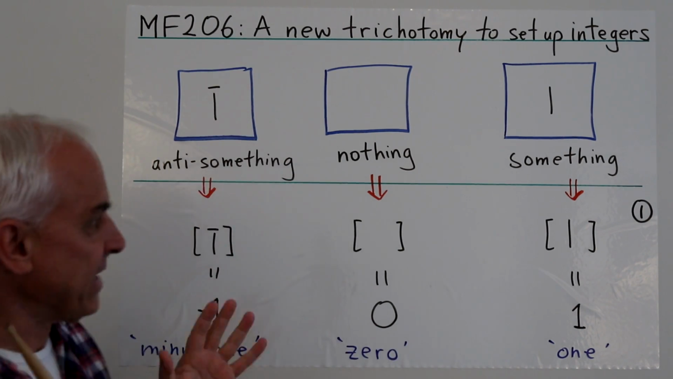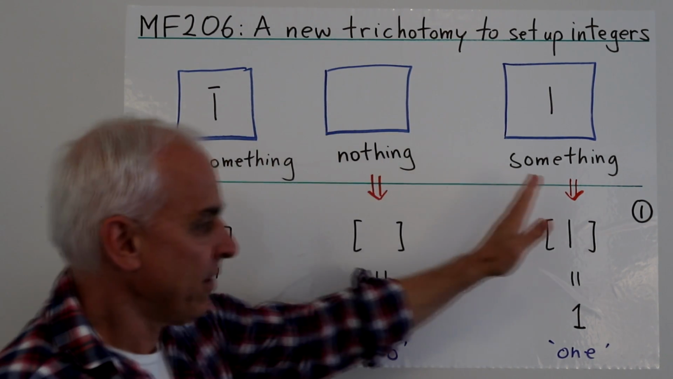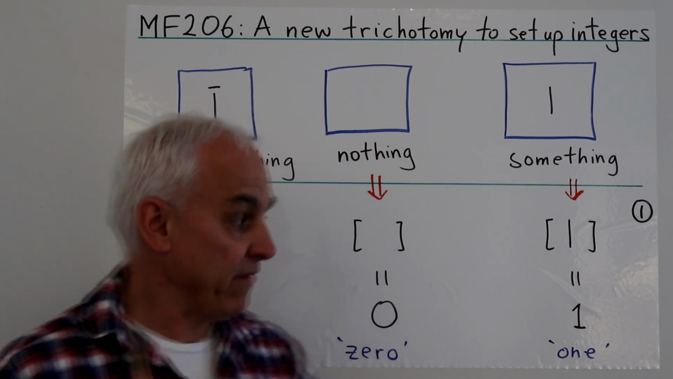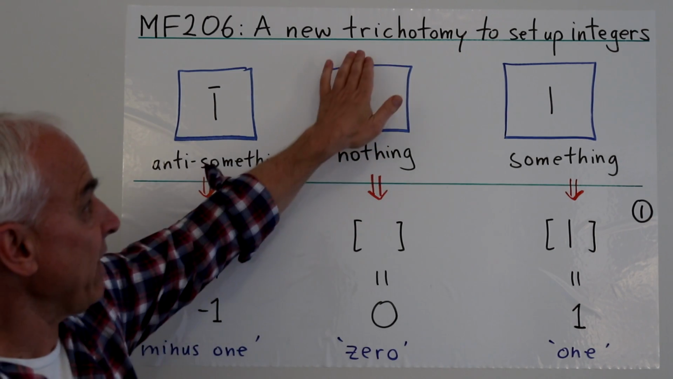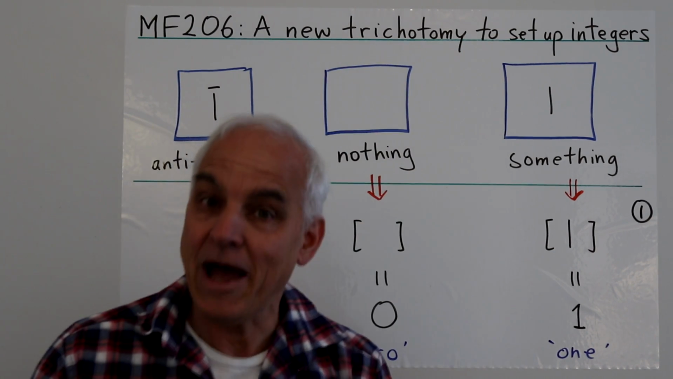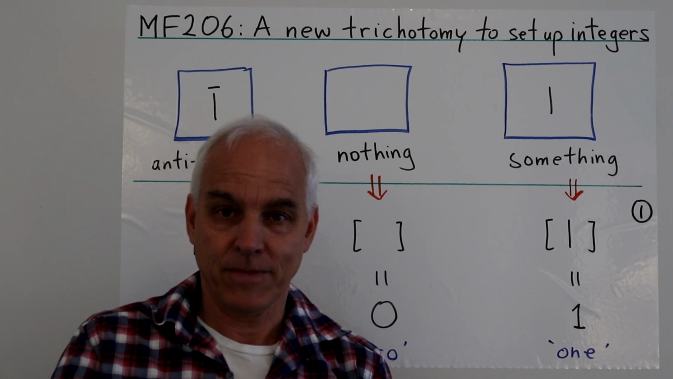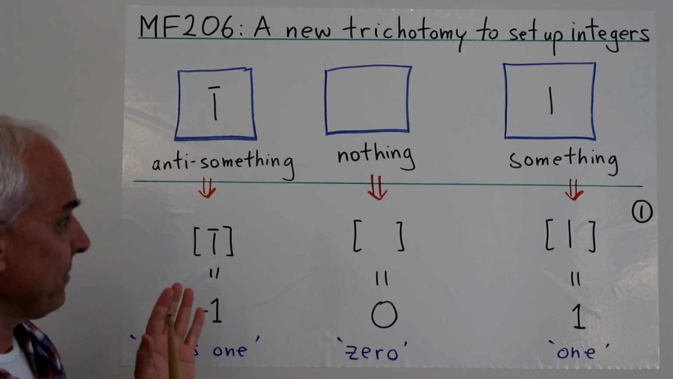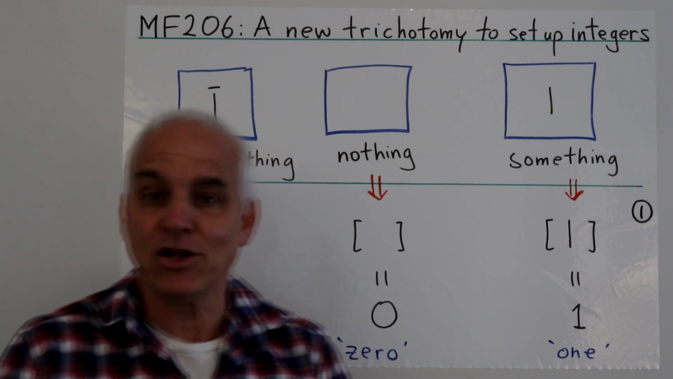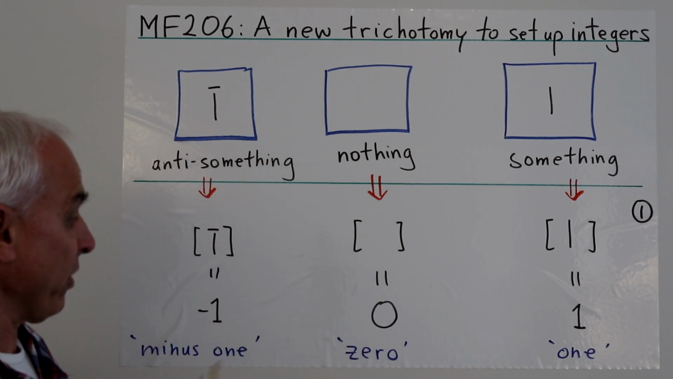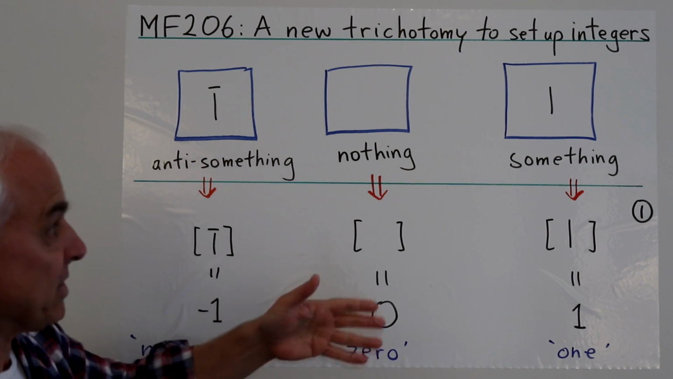So with this setup, we now have three fundamental ingredients to build up various multisets. So we have a trichotomy now, as opposed to a dichotomy that we had earlier. Now, this is a development that really has a lot of consequences that we'll see. And it's particularly important for us in setting up the arithmetic of integers.